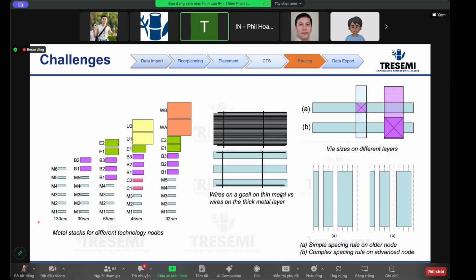If you look at the numbers here, it's going from 130 down to 32. The device is getting smaller, right? Shrinking, right? And then you look at the metal stack, right? We have about 6 layers here, and now down at 32 we have about 10, right? So this is 6, and this is 12, right? The number of layers not only increases, but they're not uniform anymore, right? If you look at 130, they're all the same, right? Just the X layer, right?